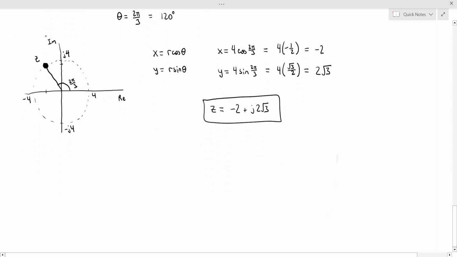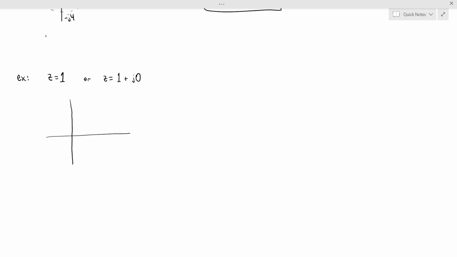Now let's look at just a few more examples real quick. So let's consider the complex number 1, and maybe just to emphasize that we're thinking of it as a complex number, we can write it as 1 plus j times 0. So we know 1 is a real number, so it's going to lie on the real axis here. It's the point 1, 0.